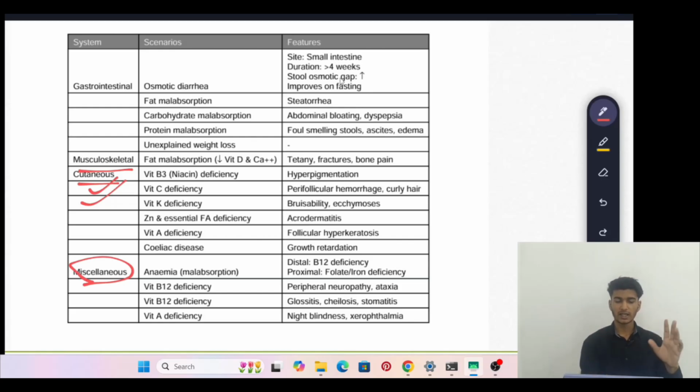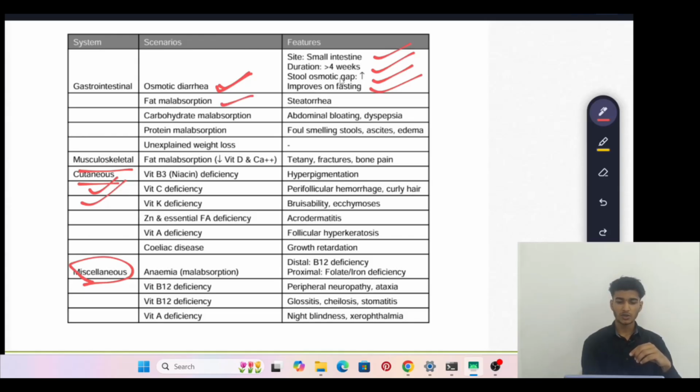First is osmotic diarrhea. In the GIT, what will it cause? Malabsorption of fat will lead to osmotic diarrhea. It is a chronic type of diarrhea, and we know it occurs in the small intestine. If the duration is more than 4 weeks, then it is chronic diarrhea. The osmotic gap is larger in this and it improves on fasting. That is all we have seen in osmotic diarrhea.